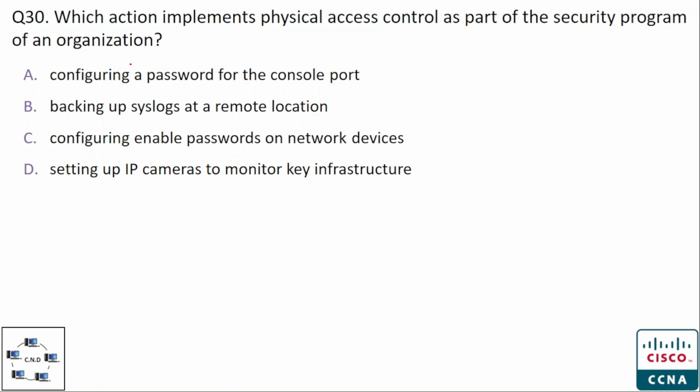Question number 30. Which action implements physical access control as part of the security program of an organization? We are talking about physical access. The options are: option A, configuring a password for the console port; option B, backing up syslogs at a remote location; option C, configuring enable password on network devices; and option D, setting up IP cameras to monitor key infrastructure. And the correct option is option D, setting up IP cameras to monitor key infrastructure.